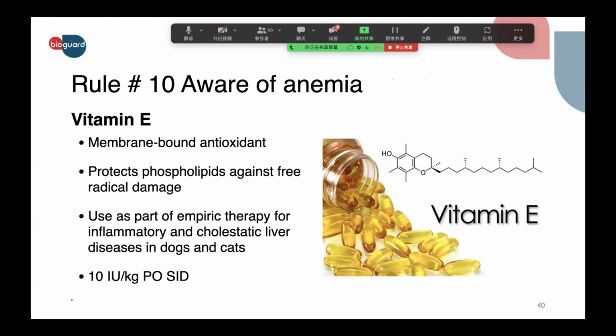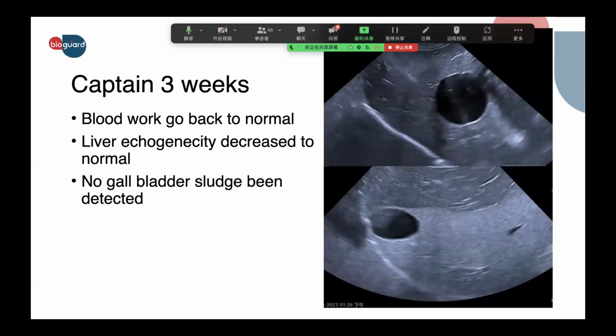And after these rules of treatment and hospitalization, after 3 weeks, Captain's blood work went back to normal. The liver echogenicity decreased. This is 3 weeks ago. This is right now. The echogenicity went back to normal as well, and no gallbladder enlargement is detected. The liver and kidney values, the electrolytes, and the inflammation condition are getting normal at the same time.